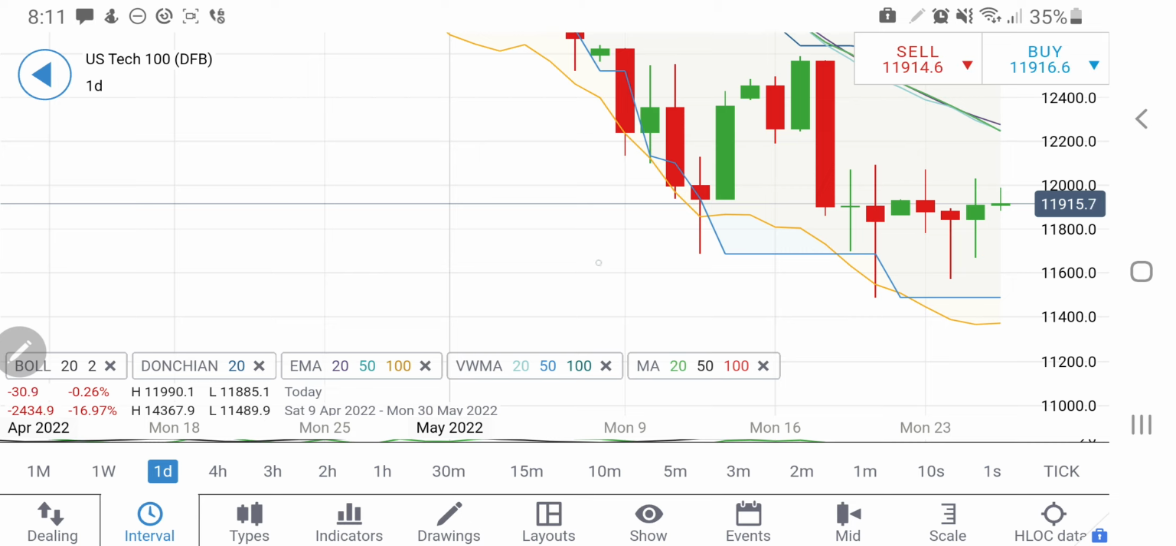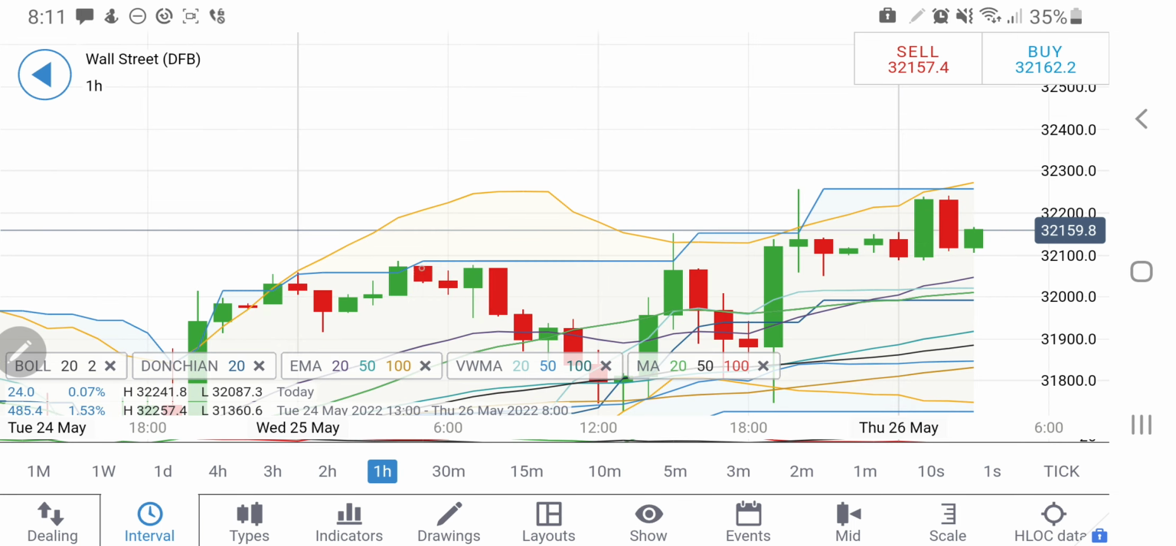Take your positions accordingly. Now let's have a look at US30. See, US30 on the hourly charts, 32,100 is the support here. Breaking 32,100, go short for 32,000, breaking 32,000, then 31,900, and then below that sky is the limit, it can drop sharply.